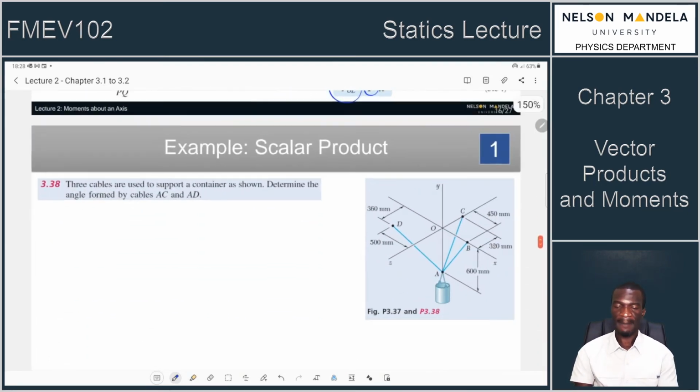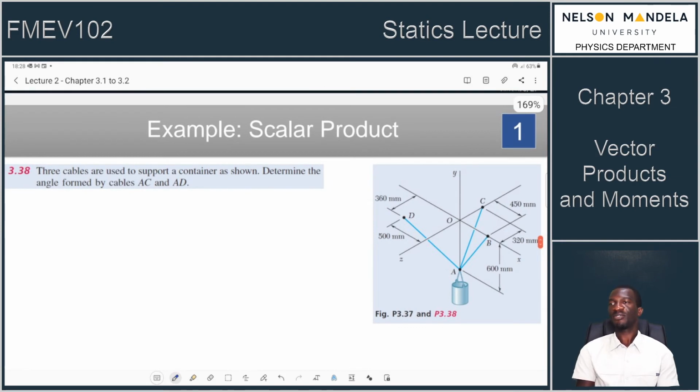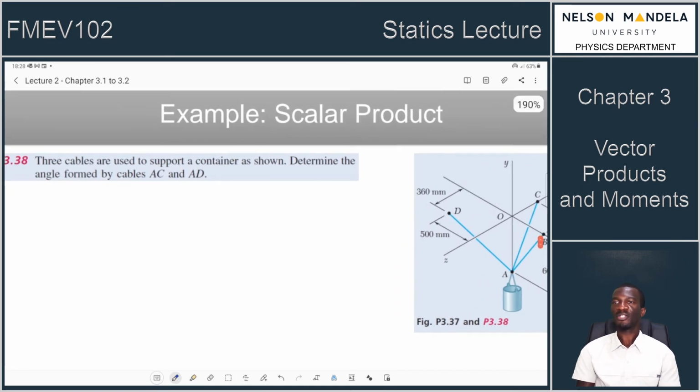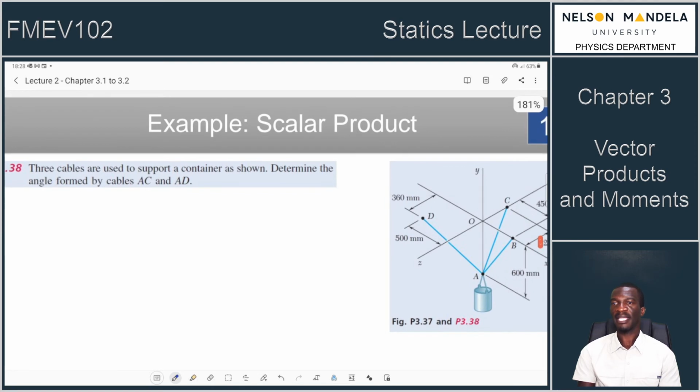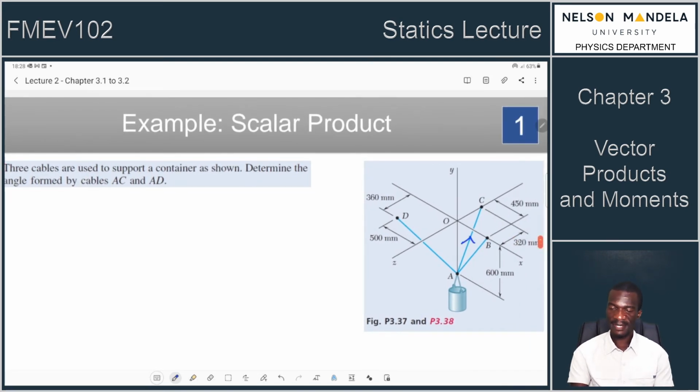So this is an example of using the scalar product. You can use the scalar product to find the angle between two vectors. This question says, 3 cables are used to support a container as shown. Determine the angle formed by cables AC and AD. So cable AC is there, cable AD is there. We want to find the angle formed by the two.